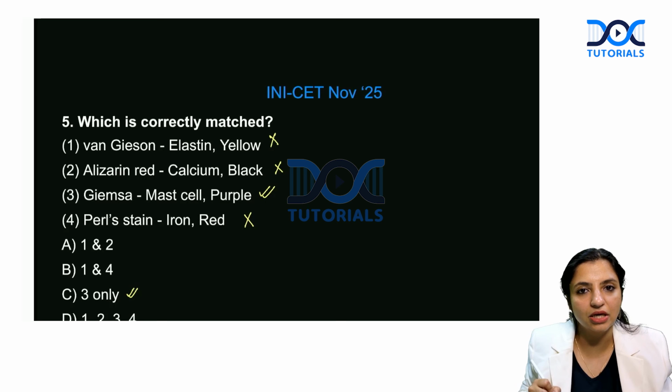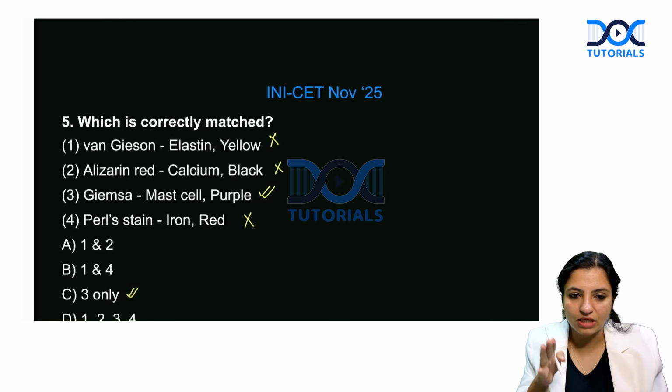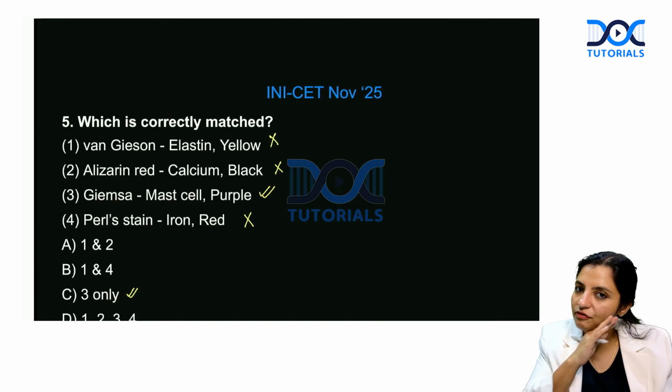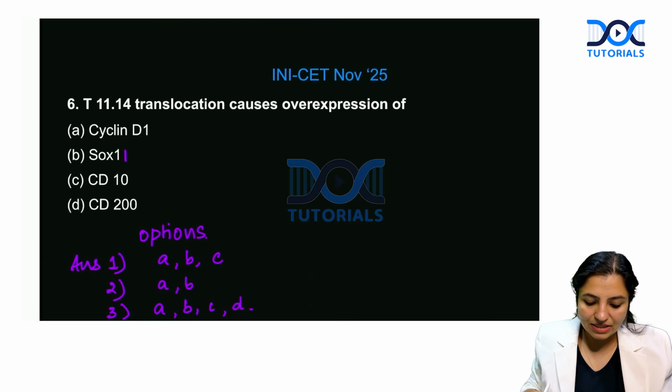Giemsa will give purple color to the mast cells. So that's about stains, which everybody should be clear. Please go forward and revise stains before every INICET exam. It's one of the very, very important questions, right? Okay, let's come to the next question.